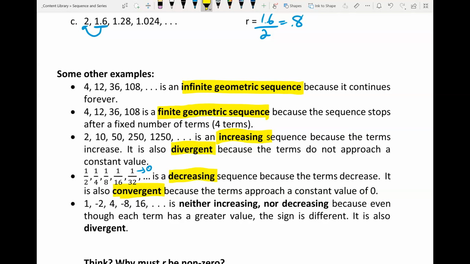And then lastly, we have a neither increasing nor decreasing sequence here because we alternate from positive to negative numbers. And because of that, it's also divergent because it's not going towards any certain number at the end. So take a note of these different types of geometric sequences and their properties, because you need to be able to determine if a sequence is infinite, finite, increasing, decreasing, or divergent or convergent.